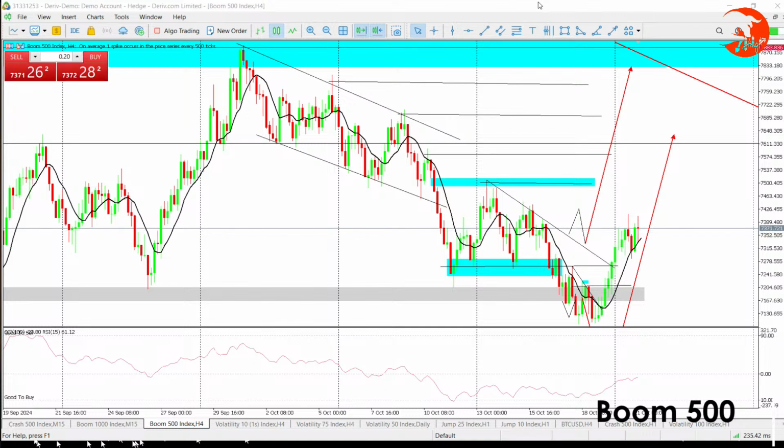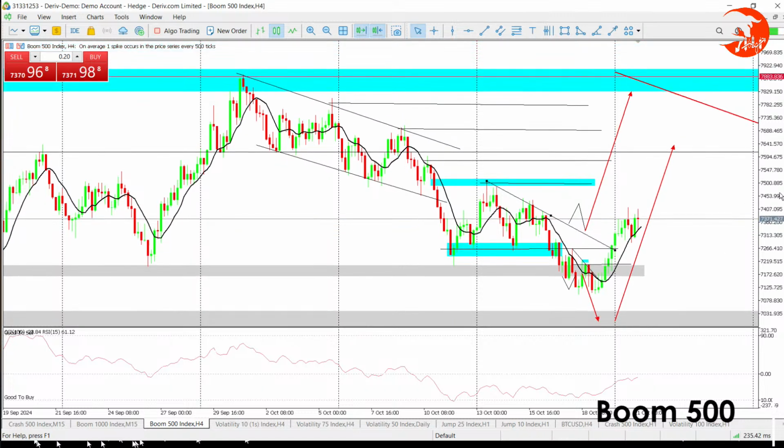So Boom 500, we saw that. Of course, we were anticipating this. As you remember, we are anticipating this sell, and let's see, did we reach that move? No, we didn't. So it never reached where we anticipated it to reach on this level here.